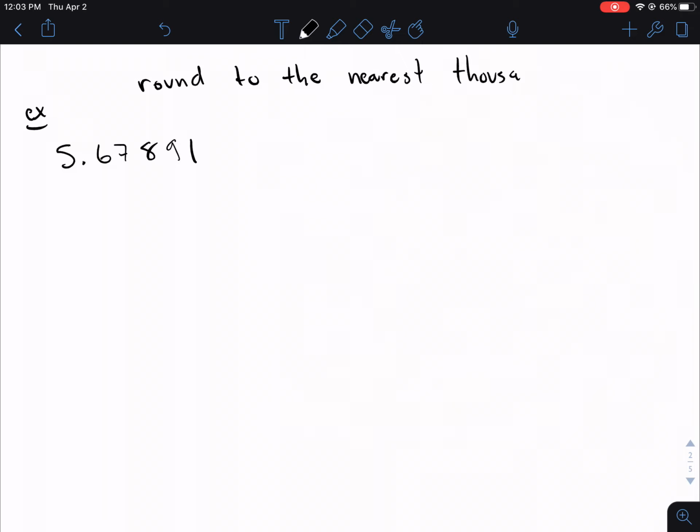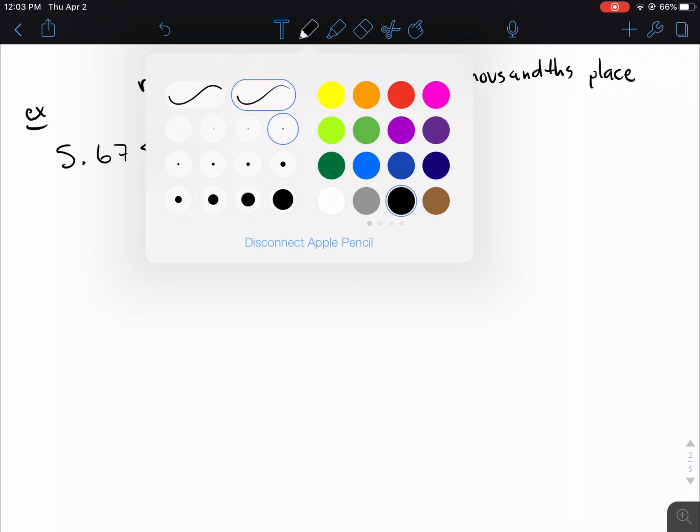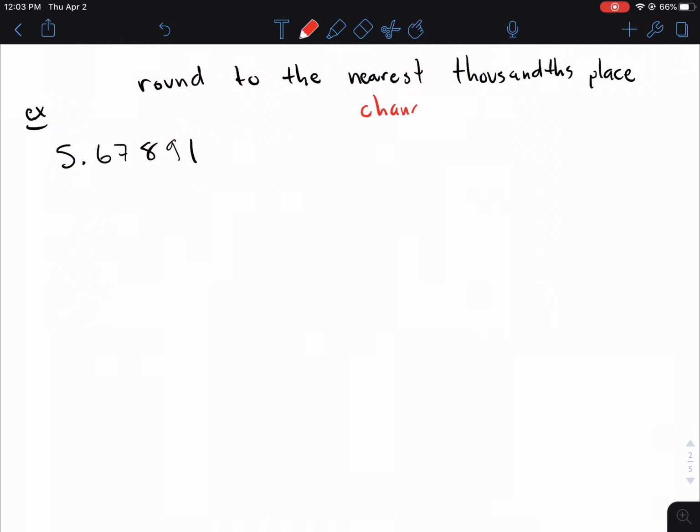Let's do another example. I have 5.67891. Round to the nearest thousandths place. That means we're going to change the thousandths place.